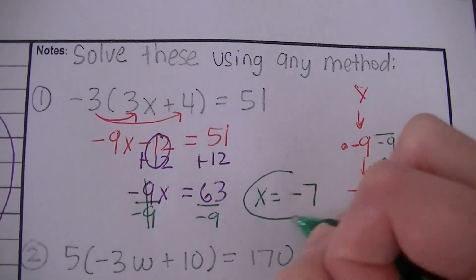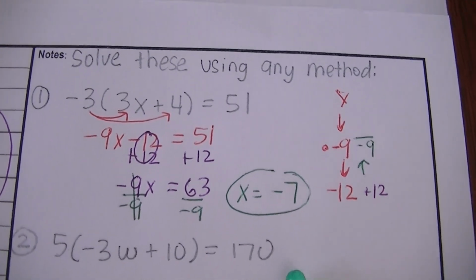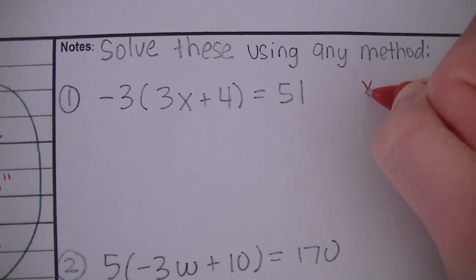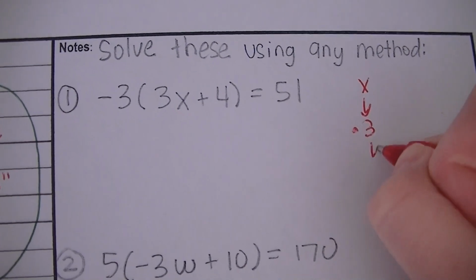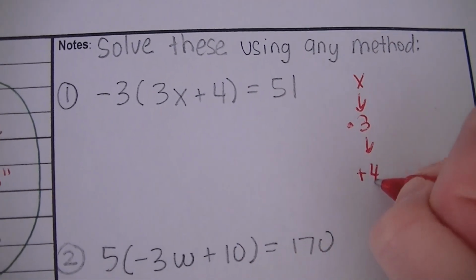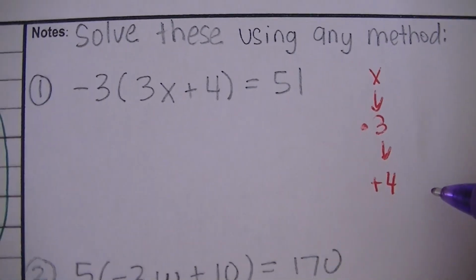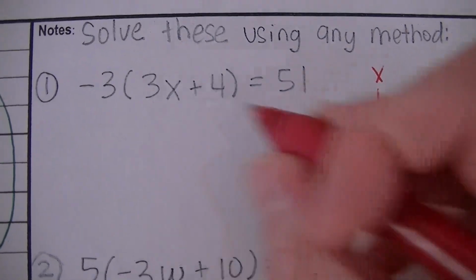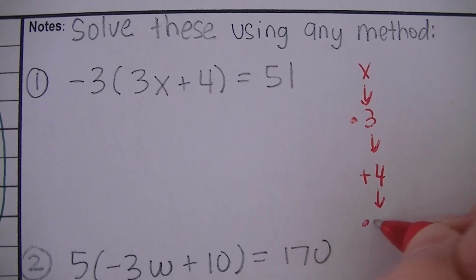Okay? Now I'm going to show you how to do that exact same problem using that building way instead of using distributive property first. Alright, so right into building. We start with x. Then they multiplied it by 3. And then they added 4. So the inverse operation of adding 4 is, oh no, just kidding. We're not done yet. Okay, then they added 4, and then they multiplied it by negative 3. I'm sorry. There we go.